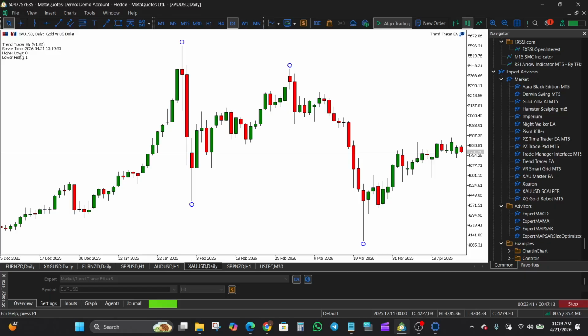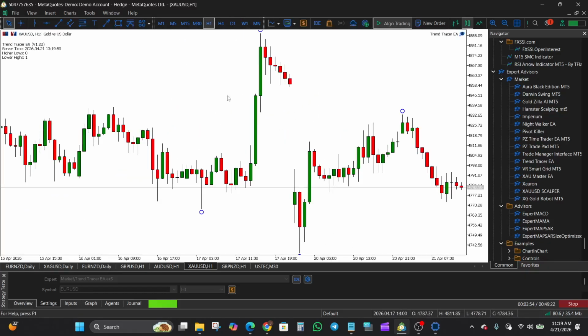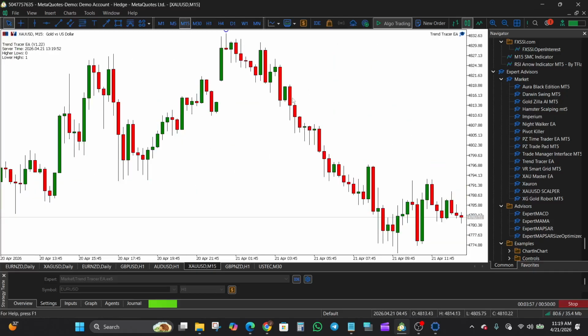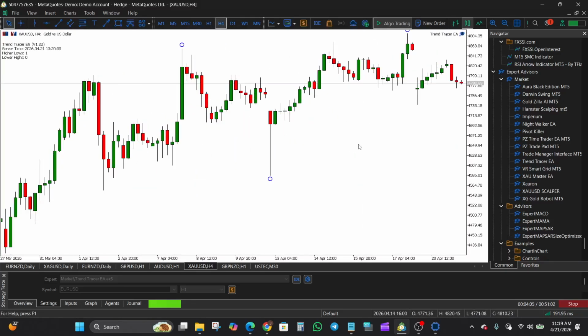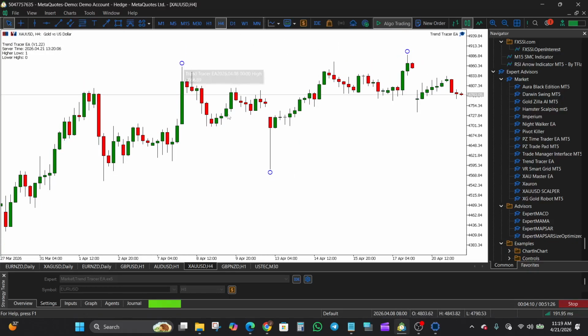Okay, so here we have higher lows 0, we have lower highs 1. We can see we actually have a single lower high, and we have a lower low, not a higher low, right? So let's just go to another time frame and let's see. All right, I think the trend is actually bearish, probably why we are having lower highs and lower lows across the time frames. Okay, so here we have a higher low on the 4-hour time frame. All right, so it helps us identify the higher highs and higher lows. So the functionality of this EA is quite straightforward.